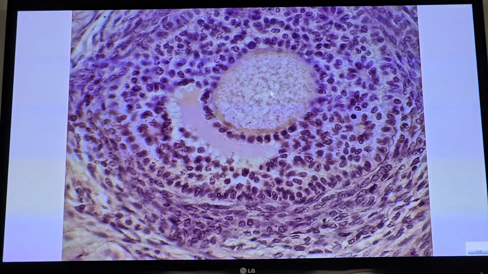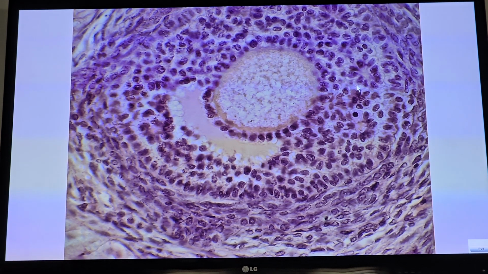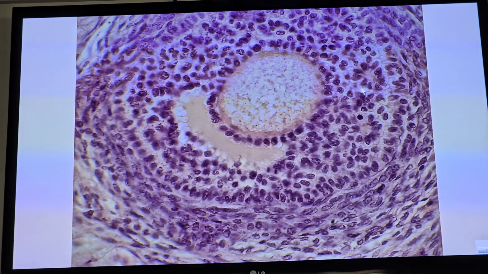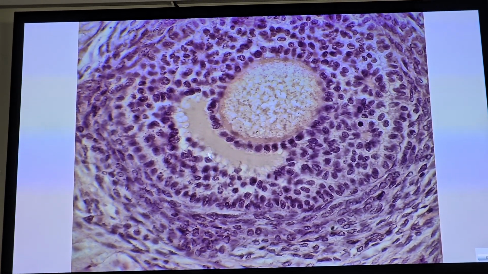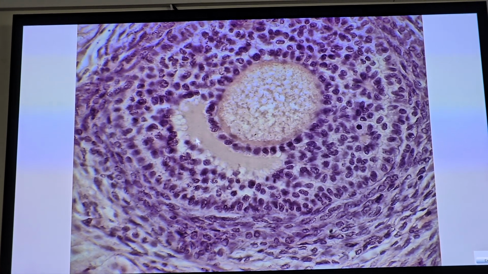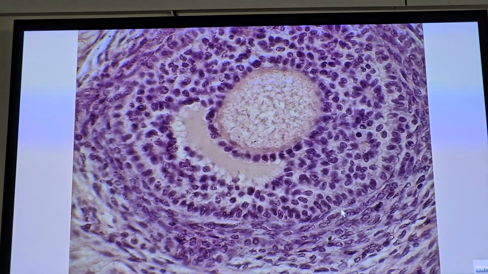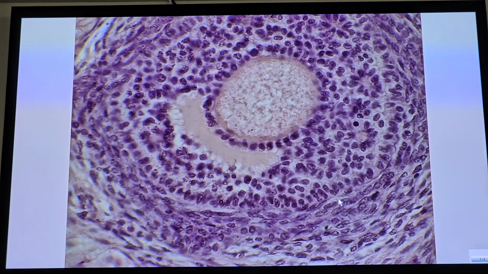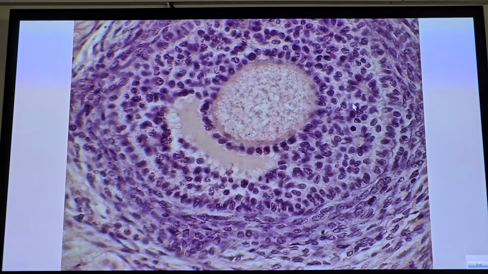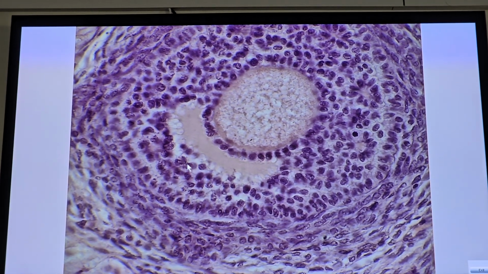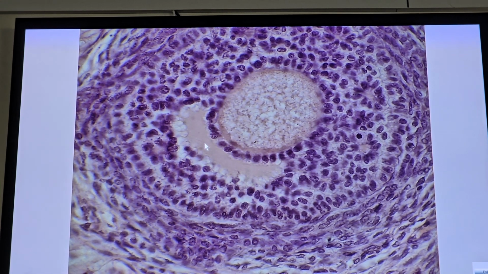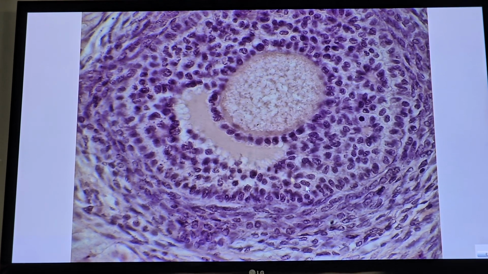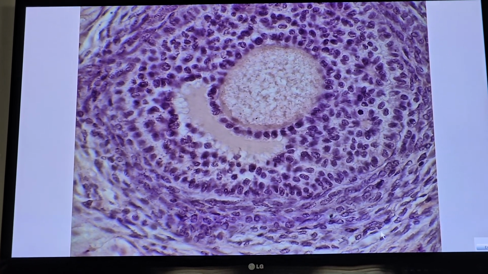The spaces between granulosa cells are filled with fluid called follicular fluid, and these spaces are united to form crescent-shaped cavity called the antrum. And the follicle is called secondary follicle, vesicular follicle, or antral follicle. Granulosa cells, oocytes, and this is the crescent-shaped antrum. The whole structure called antral follicle or secondary follicle. Theca interna and theca externa.